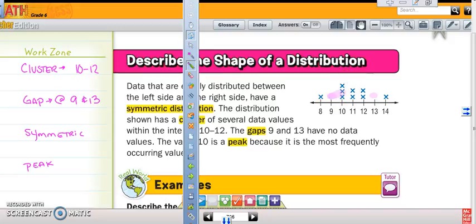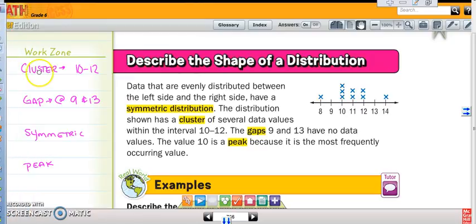Okay, symmetric means that you can cut it in half, and it's the same on both sides. If I cut this right down the middle, is this the same on both sides? No, I have 3 over here and 2 over here. 1 and 1, that part's symmetric, but these aren't. So we would say no. And the peak is the tallest. If I'm drawing, let's think of a mountain range, where's the tallest? Right here. So peak at 10. That's all we have to do.